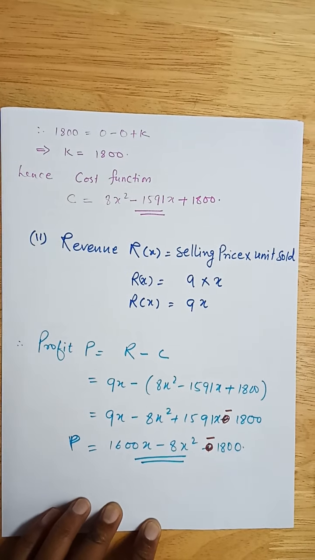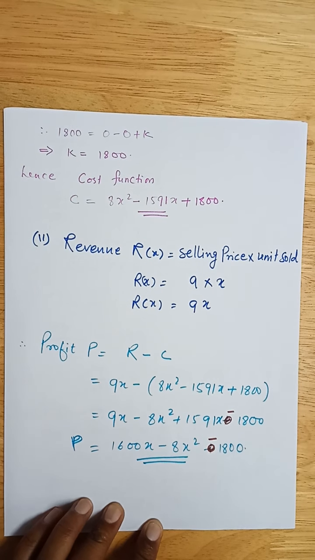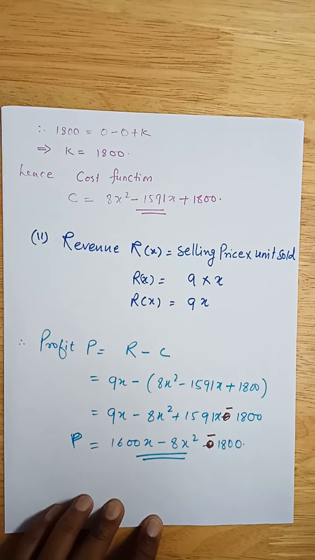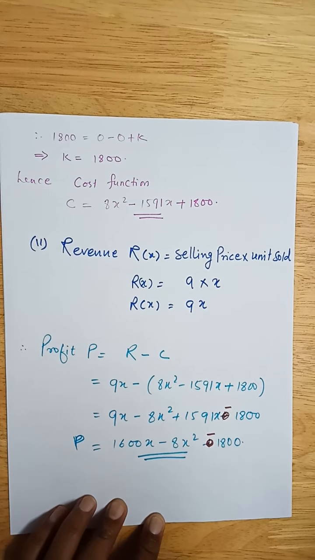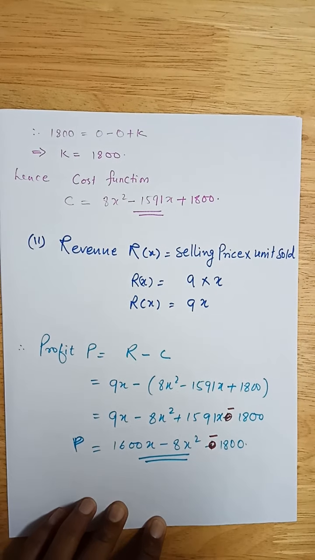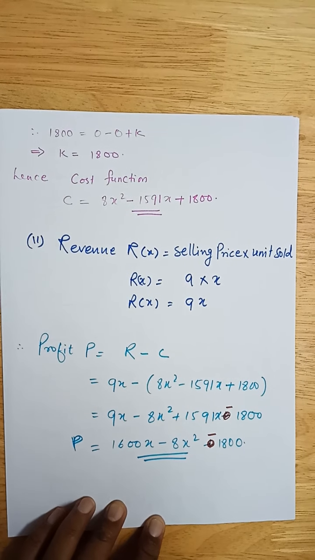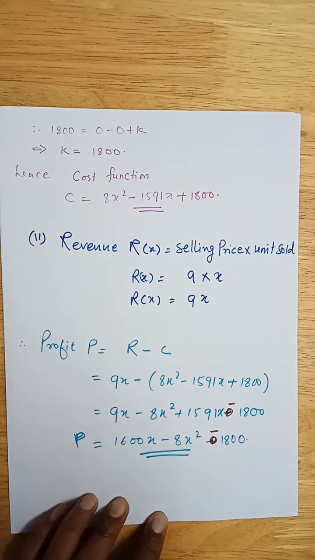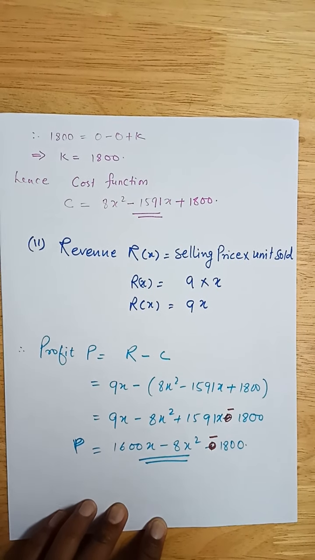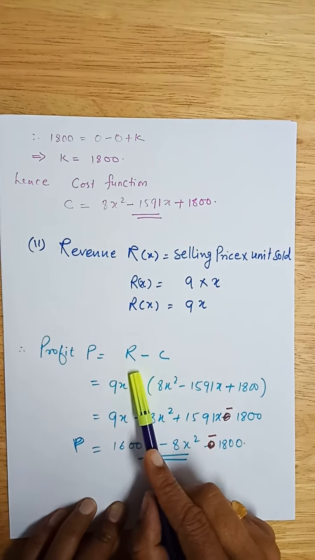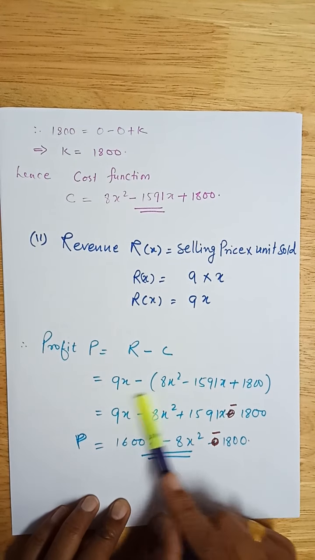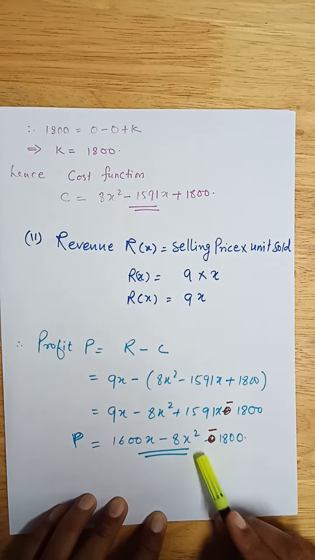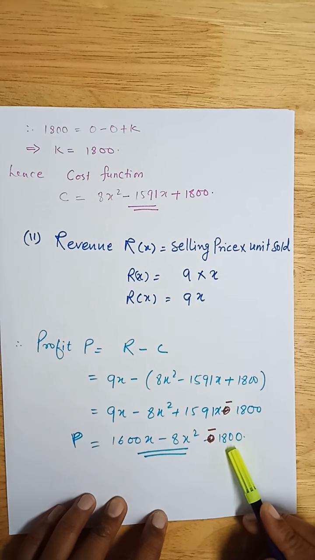Okay, so next you are asked to find the revenue. You know this, when the selling price is given, you can easily find the revenue function. So revenue is equal to selling price into units sold. So r of x is equal to 9 into x, so r of x is equal to 9x. When you have the cost function and revenue function, you can easily find profit function. So profit function p is equal to r minus c. You subtract this, so you're going to get 1600x minus 8x square minus 1800.